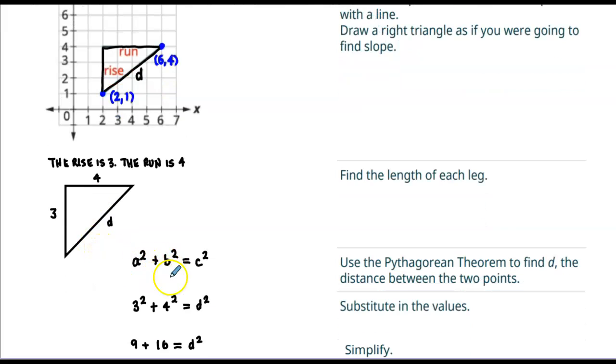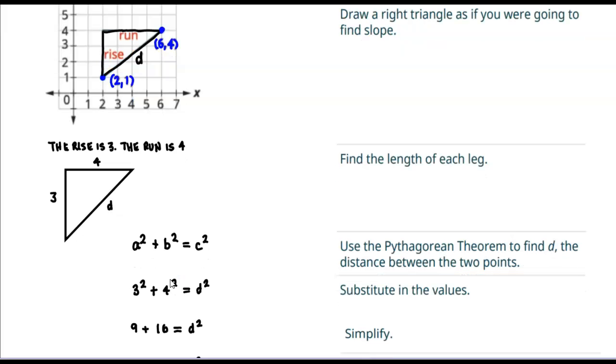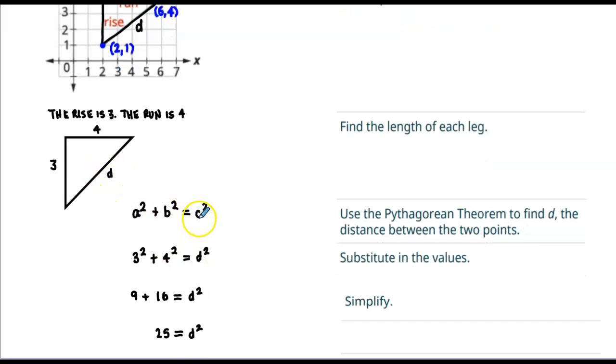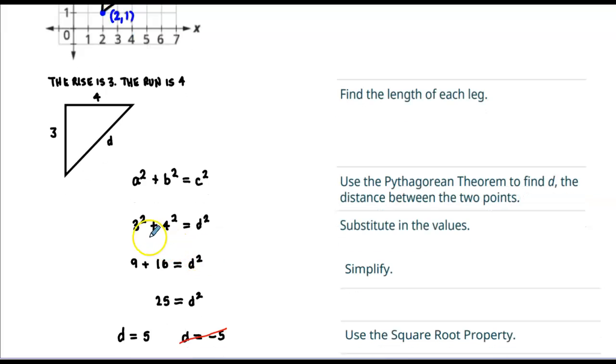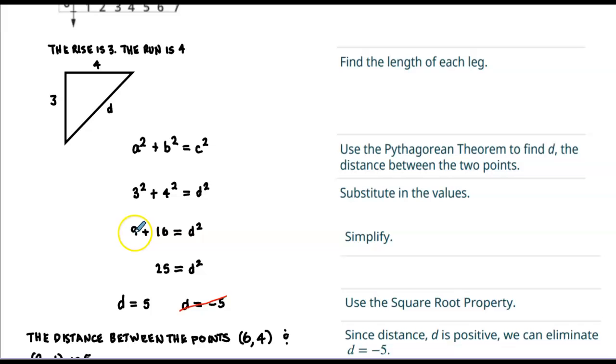We're going to use the Pythagorean theorem to find d, the distance between the 2 points. The Pythagorean theorem states that a squared plus b squared equals c squared. But since we're using d, we're not going to use c. Then we substitute in the values: 3 for the value of a, 4 for the value of b. We square those and add them, set equal to d squared. Well, 3 squared is 9, 4 squared is 16. When we add 9 plus 16, we get 25.